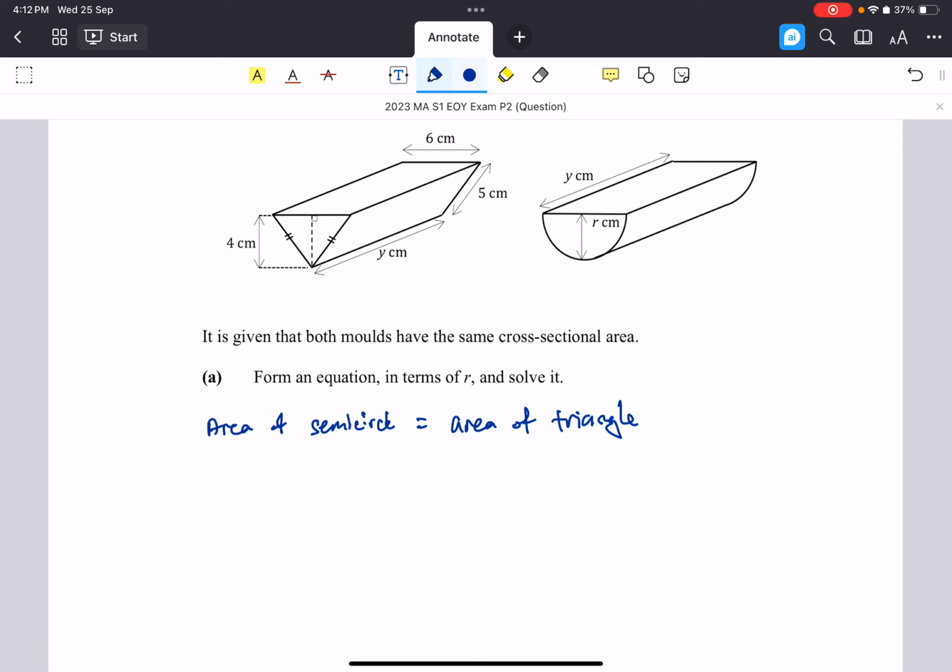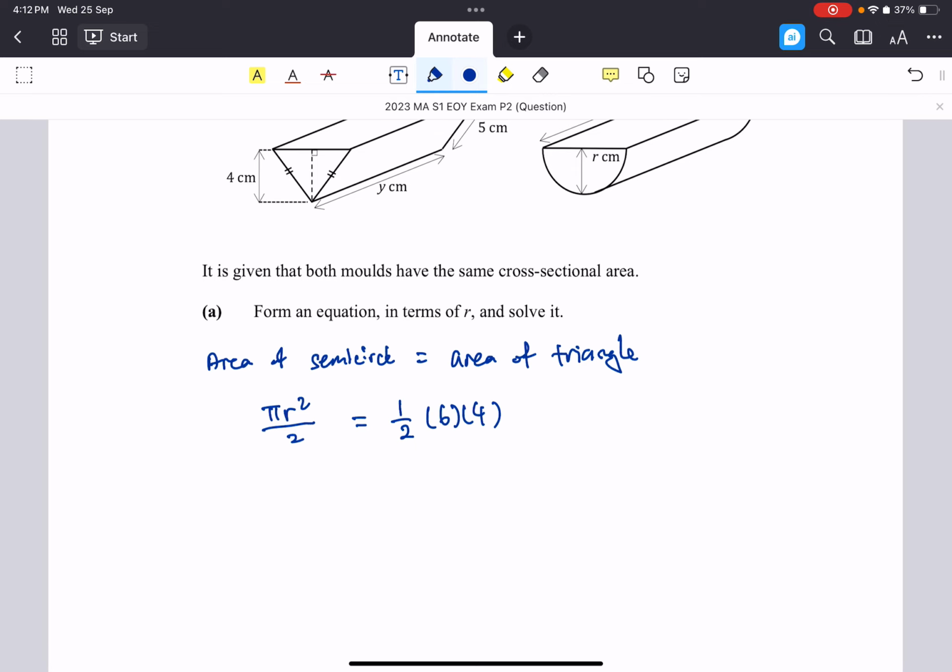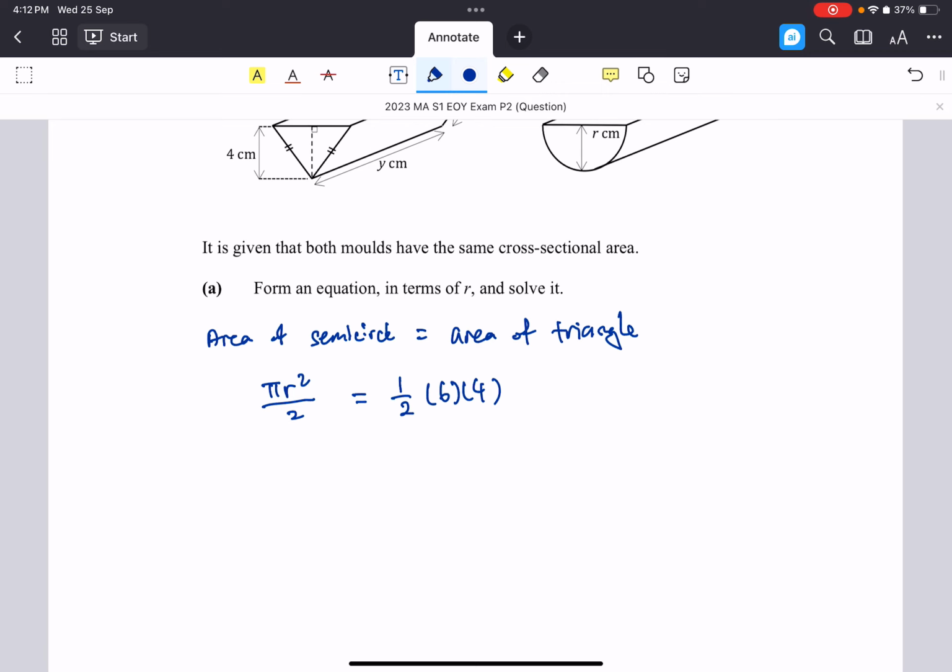So the semicircle formula: area of circle is pi r square. So semicircle will be pi r square over 2, right? Or half times pi r square. Area of triangle is half times base times height. So half, the base is 6 cm, the height is 4 cm. Okay, so that will give us pi r square equals to, so I multiply by 2 on both sides, this will be 24. r square equals to 24 over pi. r equals to square root of 24 over pi.